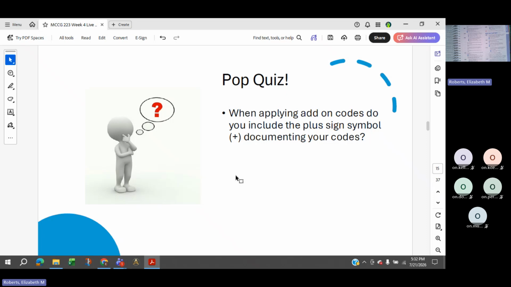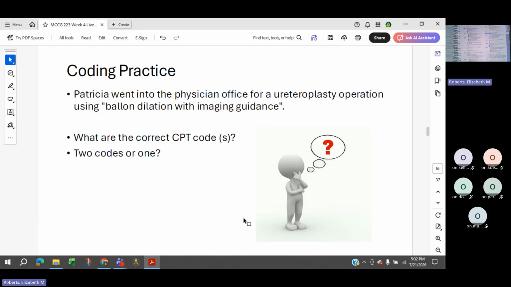In the real world, when you're actually coding and adding these codes into the EMR system, you just add the code. There is no plus sign. I think even if you tried to put a plus sign, the system probably wouldn't let you, or it would pop back saying it was an invalid code because that plus sign was there. So yeah, no plus sign. Good job.